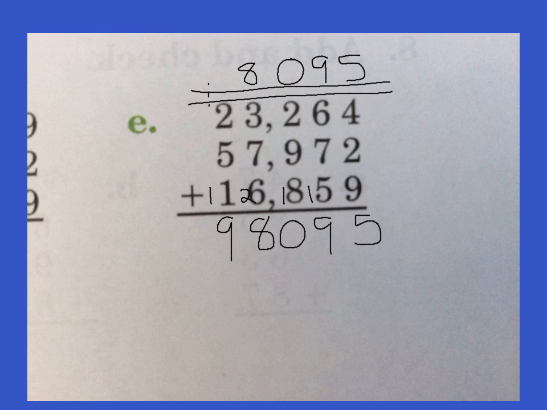Carry the 1. 1 plus 1 is 2, plus 5 is 7, plus 2 is 9. And these match each other, so it does check. We need our comma in our answer, 98,095.